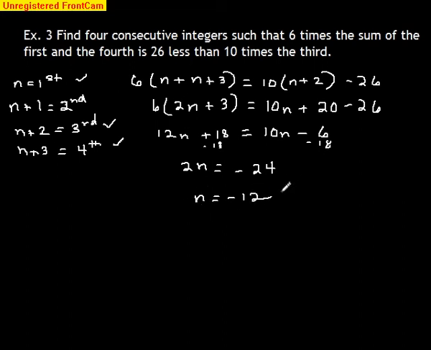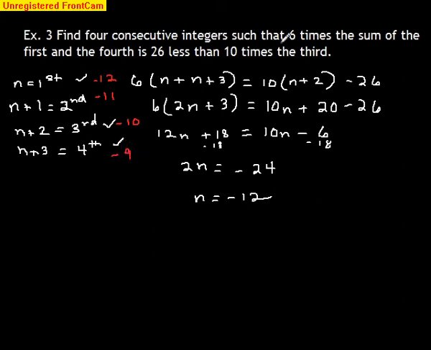So let's see, we have to go back up and find the rest of our answers. So we have n is negative 12. Now we're going to add 1 to it, so it's going to be negative 11. Now we're going to add 1 to negative 11, get negative 10. And then finally we're going to get negative 9. You can check to see if this works.